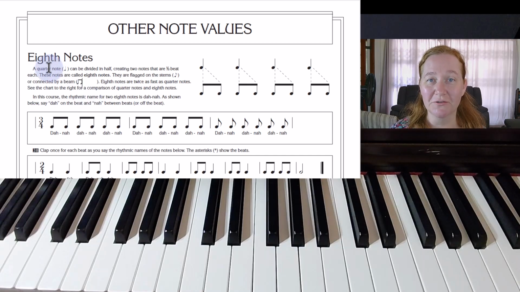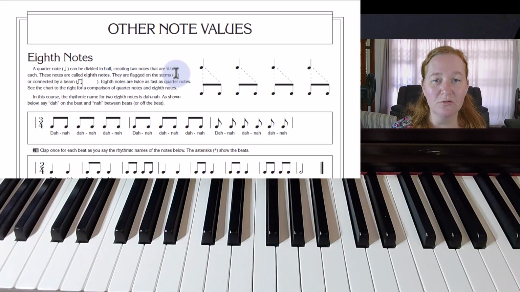So a quarter note or a crotchet can be divided in half, and these two notes are then half a beat each. So a quarter note is typically one beat. So you've got your quarter note, your crotchet there. But if we have a half a beat, then that would be what we're talking about as an 8th note or a quaver. So those are called 8th notes, and they are flagged on the stem.